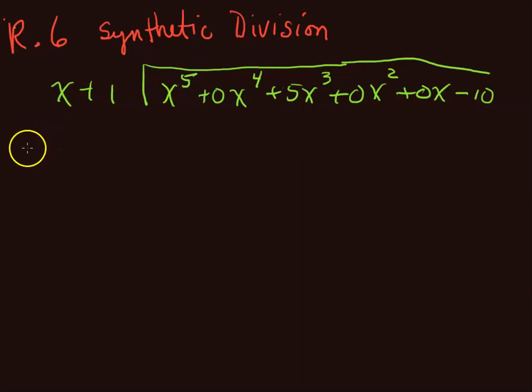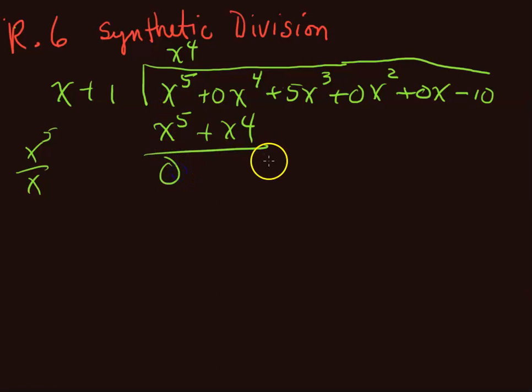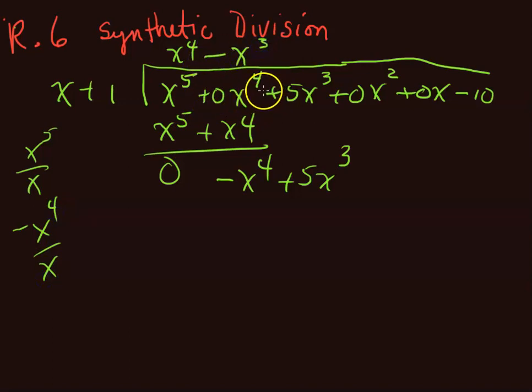x to the fifth over x gives us x to the fourth, which gives us, when we multiply, x to the fifth and x to the fourth. Subtract, you get a 0 and a negative x to the fourth. Bring down the next term. So you get this negative x to the fourth over x, so it's a negative x cubed. That times this is a negative x to the fourth minus x cubed. Subtract, you get a 0 and you get 6x cubed.